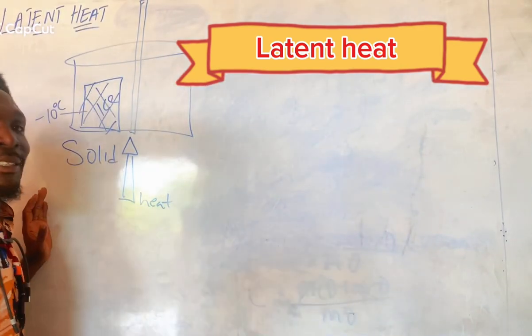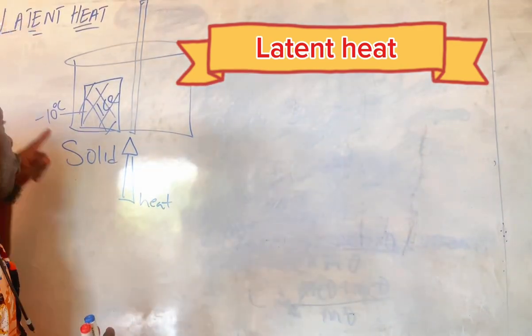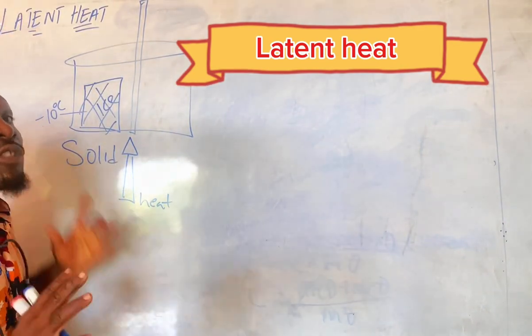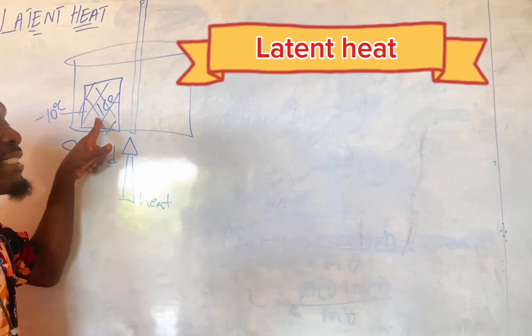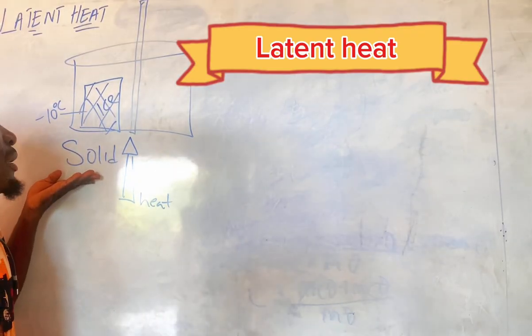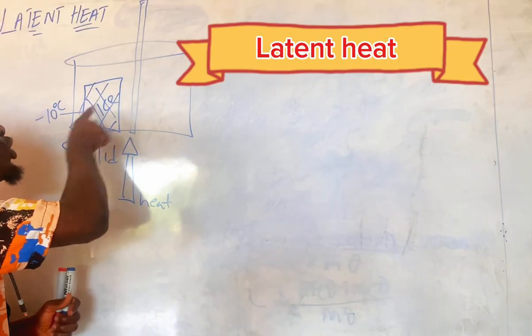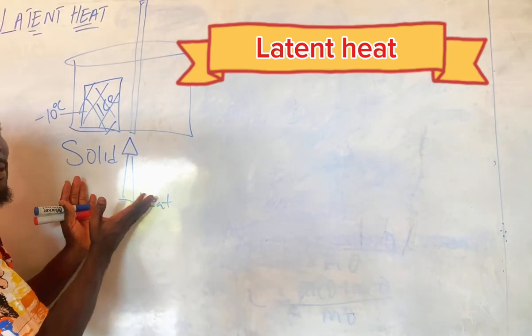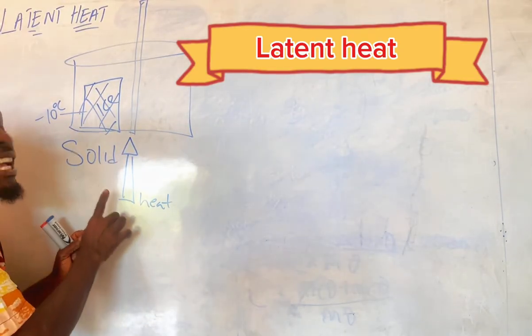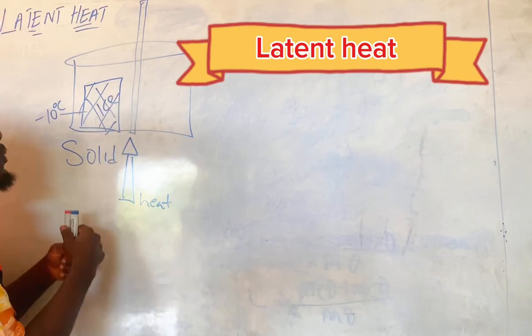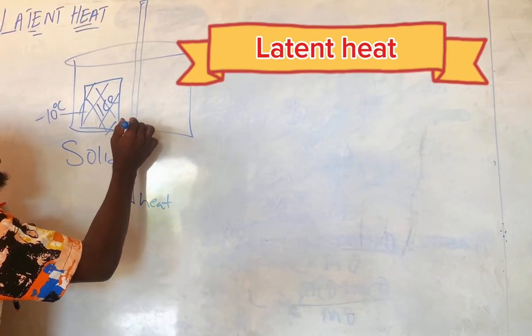Let's take, for instance, this ice block was at minus 10 degrees Celsius. In that case, it is in what state of matter? Solid state of matter. Now I want it to change to liquid state. I will supply heat, isn't it? And when I start supplying heat, what happens? The temperature will begin to increase.